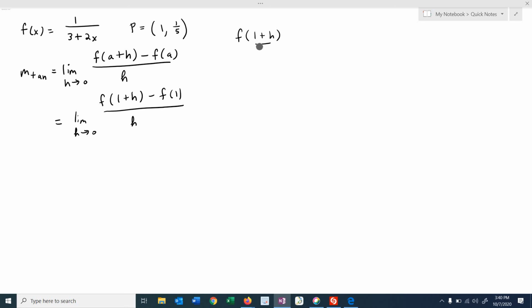So what happens if we plug in 1 plus h? Well, then we're just going to get 1 over 3 plus 2 times the number that we plug in. And the number we're plugging in is 1 plus h. Okay, and so let's just distribute the 2 here. So you get 2 plus 2h, and then the 3 sits in front. And of course, you can add those together and you get 5 plus 2h on the bottom. Okay, so that's f evaluated at 1 plus h.